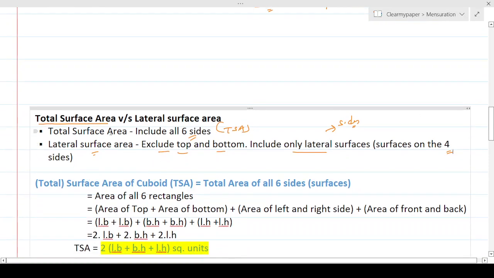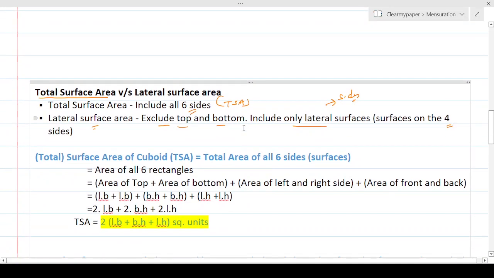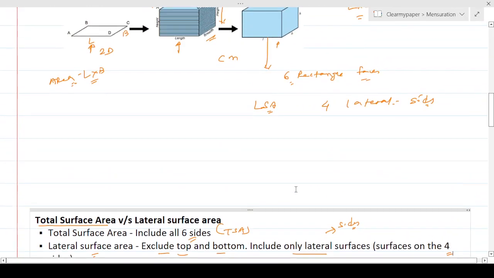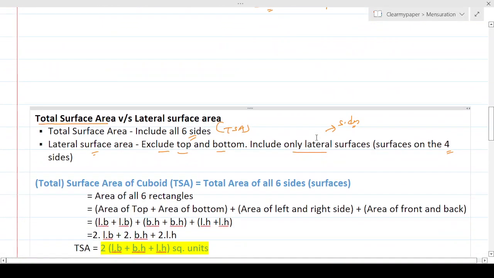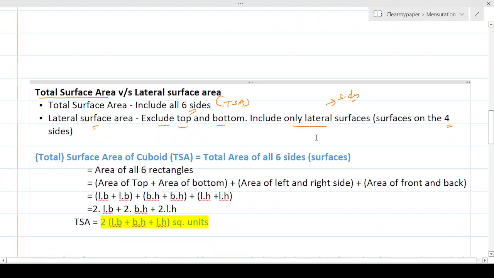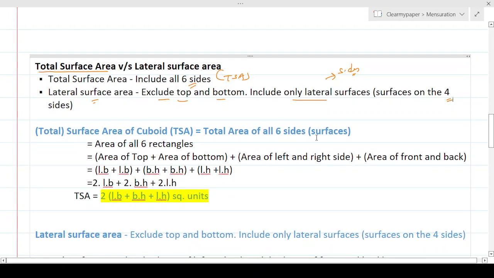Let's take the total surface area, which is all the 6 sides. Now we know it's all rectangular in shape, so obviously the top and the bottom are going to have the same area because they're similar in dimensions. Similarly, the front and back will have the same dimensions, and the 2 on the side will have the same dimensions. So out of the 6, it's 3 pairs. 2 will have the same dimensions. So what does it mean?